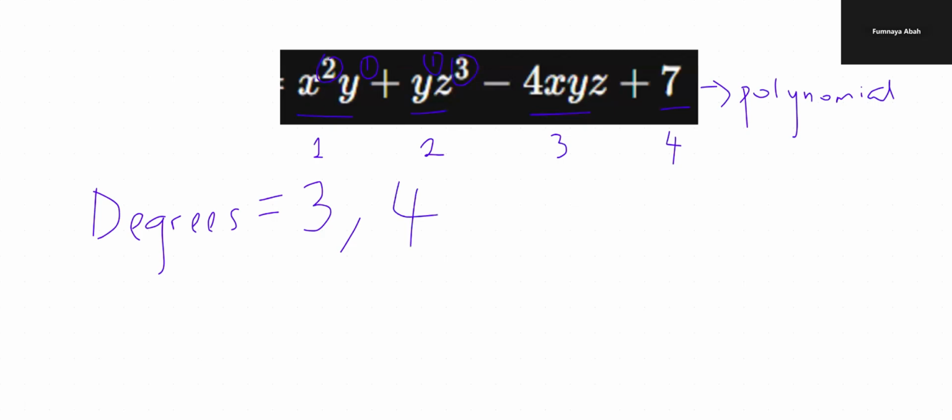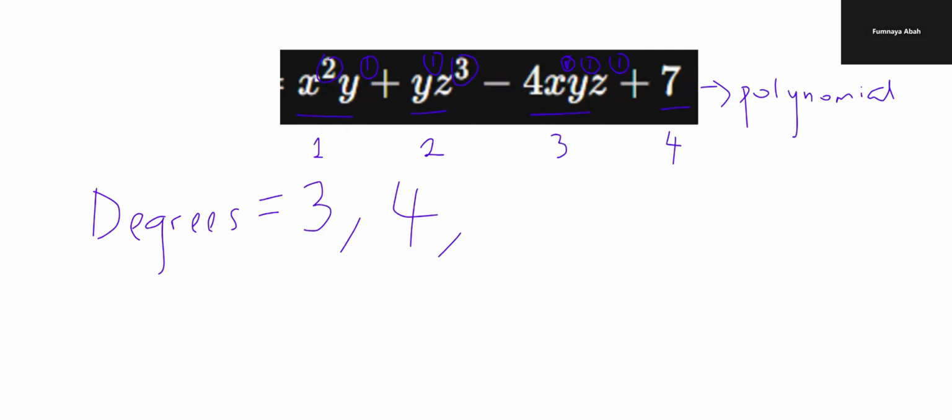Okay, and the next term is negative 4xyz. So we have three variables here, and each of these variables is being raised to the power of 1. So the sum of the exponents is just 1 plus 1 plus 1, and that's equal to 3. So the degree of this term is 3 as well.